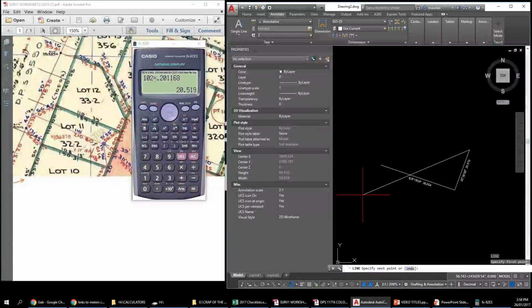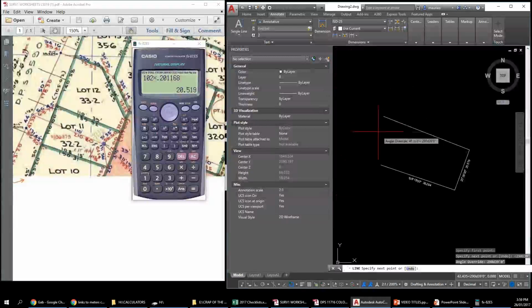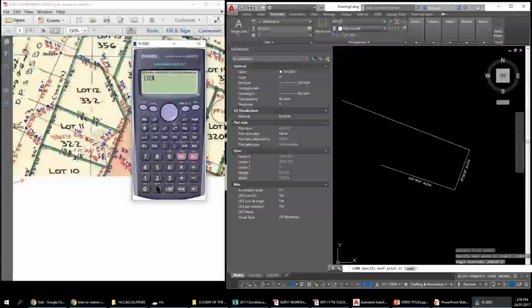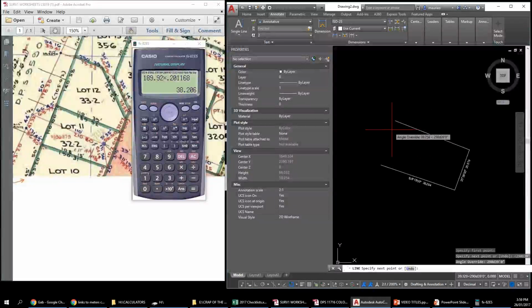And I'm going to go 290 degrees 39 minutes, enter. And now we want a distance up there, which is 189.92. So 189.92 times 0.20168 equals 38.206. So 38.206. Okay, all right.